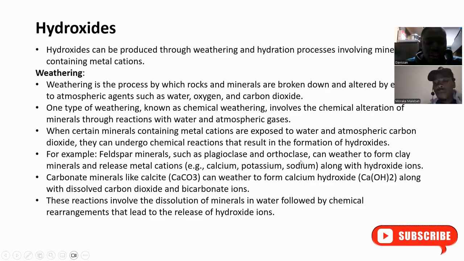And then also hydroxide ions. So can you see that hydroxides can also form through weathering. When we are weathering these plagioclases, they will give you these metal cations along with the hydroxide ions. Carbonate minerals, on the other hand, can weather to form calcium hydroxide along with dissolved carbon dioxide and bicarbonate ions. These reactions involve the dissociation of minerals in water, followed by chemical rearrangement that leads to the release of hydroxide ions.